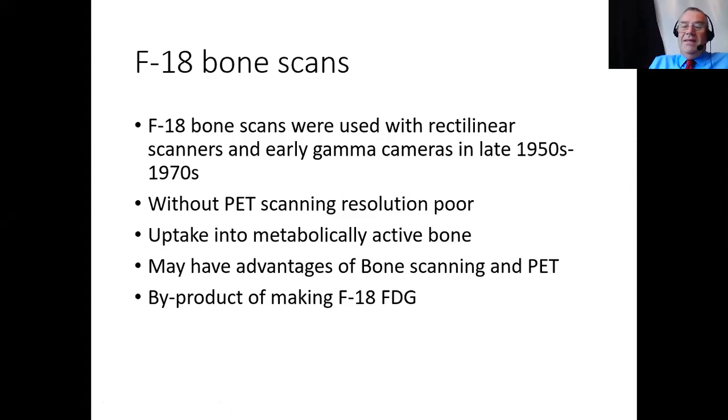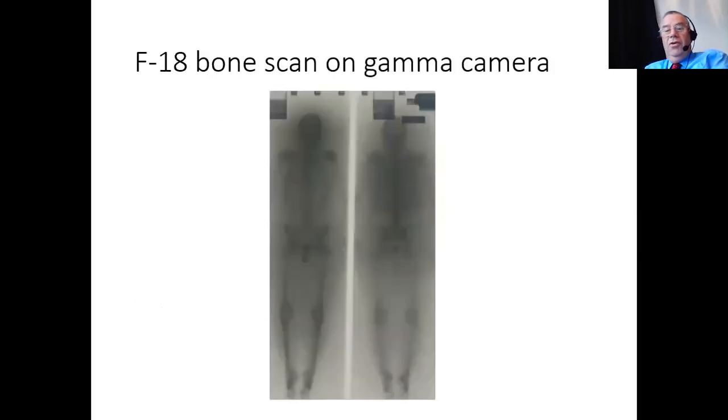But if you don't have a PET scanner, the resolution was very poor. But they did know uptake into metabolically active bones. Obviously now with a PET scan, you can do sodium fluoride PET scan, not FDG, just sodium fluoride. So I thought I'd just show you what an F18 bone scan looked like on a gamma camera. This is with an ultra high energy collimator, one of the early Anger cameras.